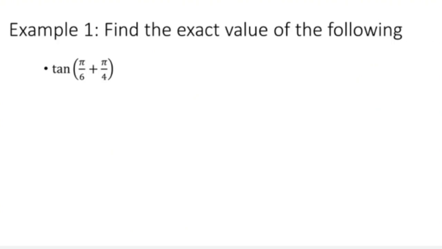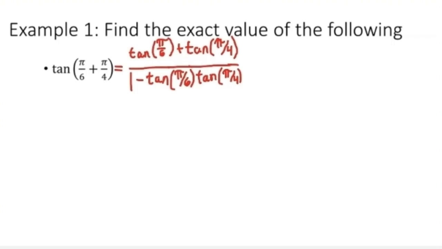Unlike the last example, we do have a sum formula for tangent. So we'll go ahead and apply the sum formula. And when we do, we get tangent pi over 6 plus tangent pi over 4 all over 1 minus tangent pi over 6 times tangent pi over 4. From there, we can evaluate tangent at each of these angles. And we get that tangent pi over 6 is root 3 over 3, while tangent pi over 4 is 1. In the denominator, we can multiply to clean up a little. Anything times 1 is itself.